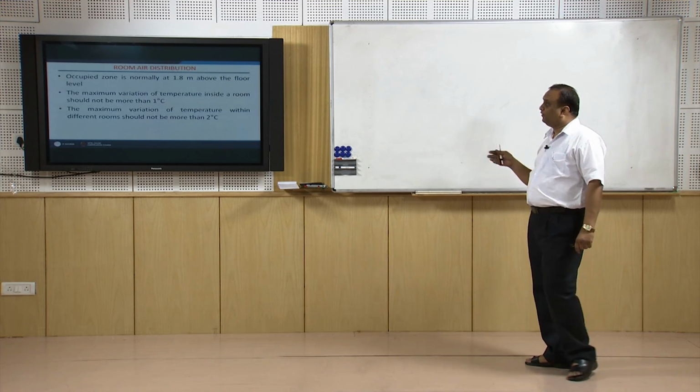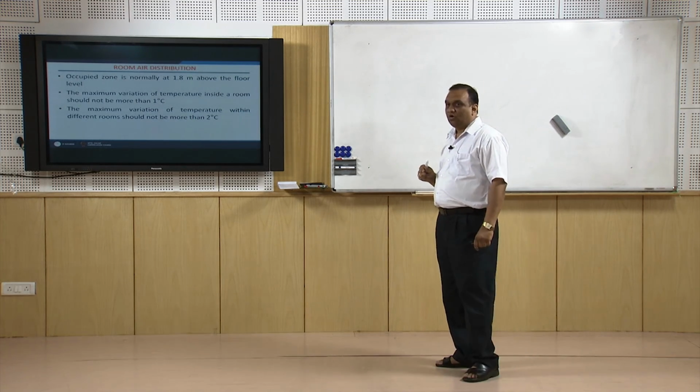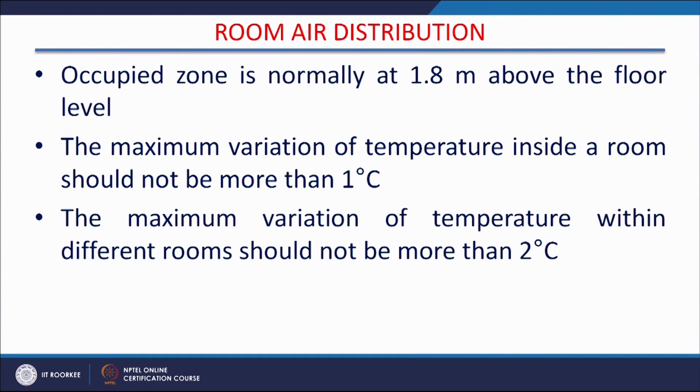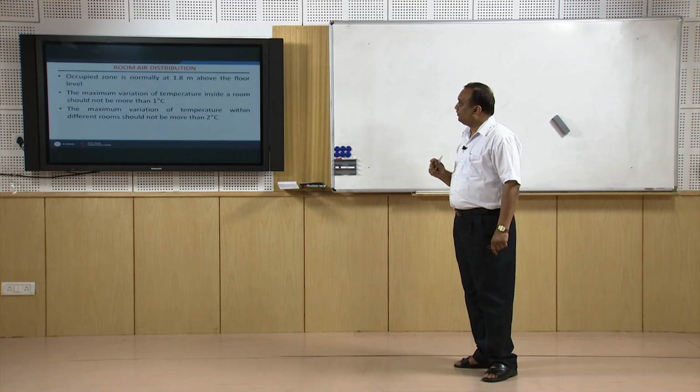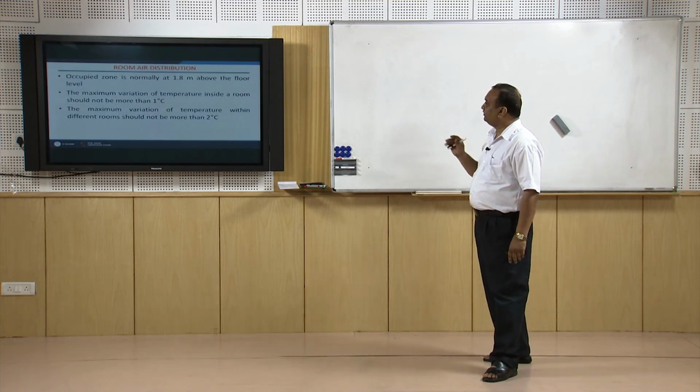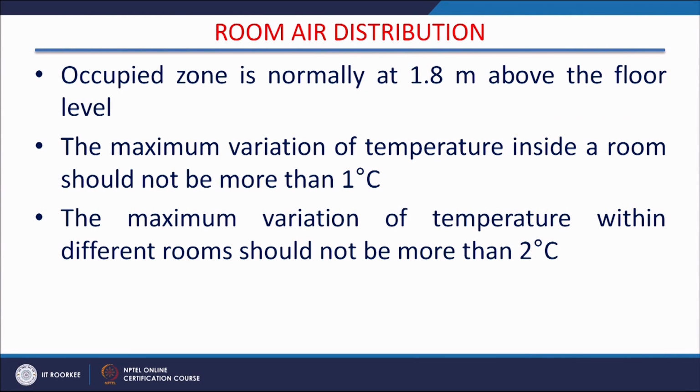Now, room air distribution. When the air enters the room, the occupied zone is normally considered up to 6 feet above the ground level. Our focus of study normally remains between 1 meter and 1.8 meter above the ground level. The maximum temperature variation inside a room should not be more than 1 degree centigrade, and the temperature differential between different rooms should not be more than 2 degree centigrade.